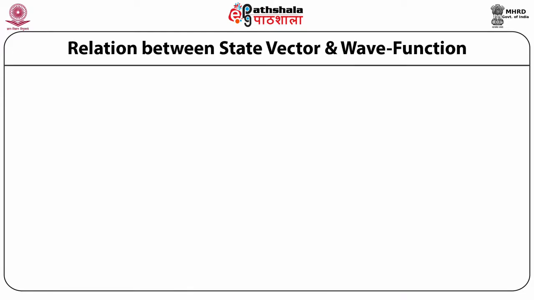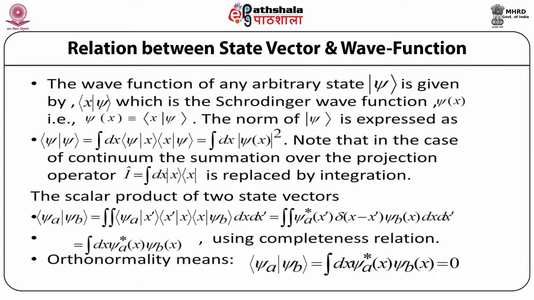Relation between state vector and wave function. The wave function of an arbitrary state ket vector |psi>, or the state vector psi, is given by <x|psi>, which is the Schrödinger wave function psi(x). That is, the Schrödinger wave function psi(x) is equivalent to, or is given as, <x|psi>.